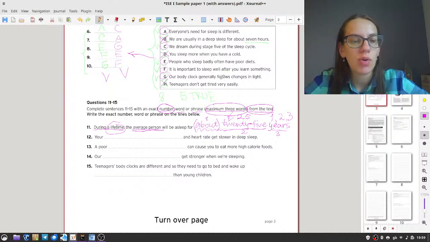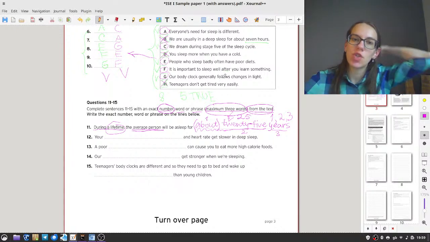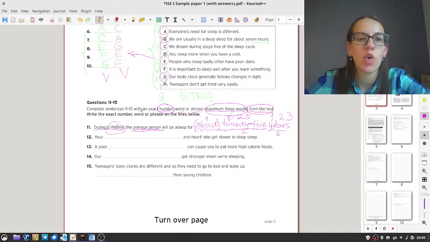So number 12, your something and heart rate gets slower in deep sleep. So what part of speech do we need here? Your something and heart rate. Well, your something and heart rate is a noun. Yeah, and your something, of course, it's going to be a noun.